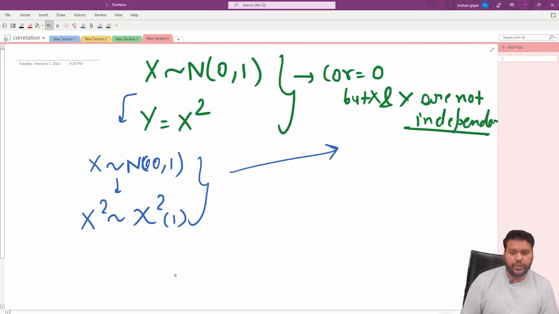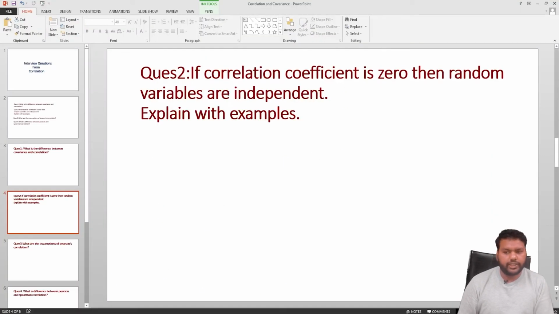Okay, so these are the two examples for this question: if the correlation coefficient is 0, then the random variables are independent. This statement is false. If the correlation coefficient is 0, we have already shown you with two examples that the two random variables are not independent. Moving to question number 3.